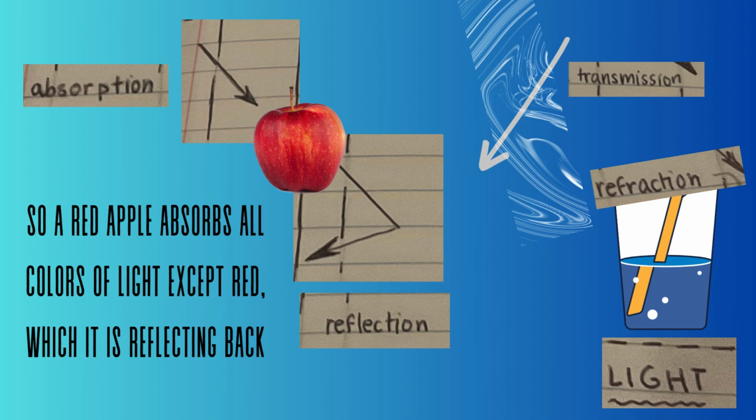Refraction occurs because waves travel at different speeds through different mediums, leading to the pencil appearing bent when half of it is in air and the other half is in water.